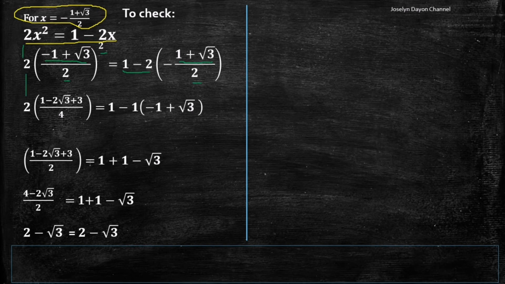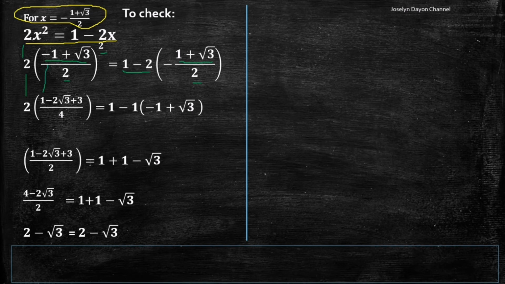Copy 2. This one, -1 plus square root of 3 to the power of 2. So we have a binomial expression in the numerator. So how are we going to simplify this one? So first, -1 squared, that is equal to +1.